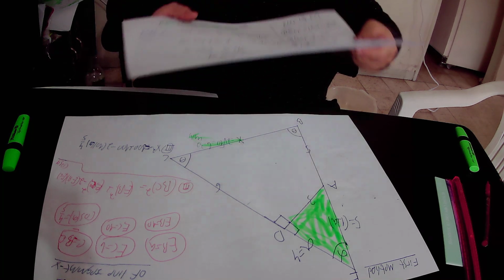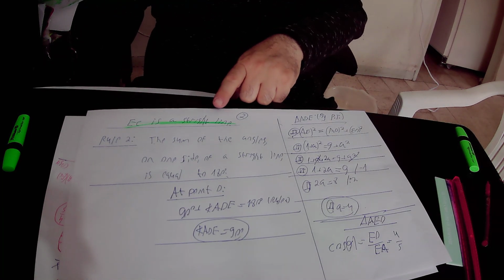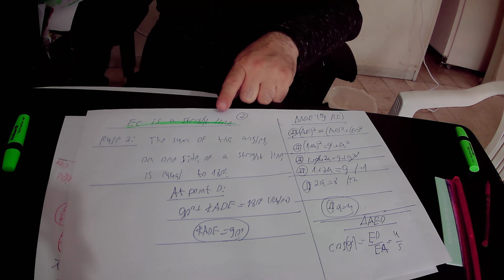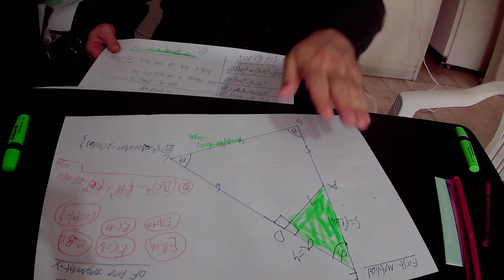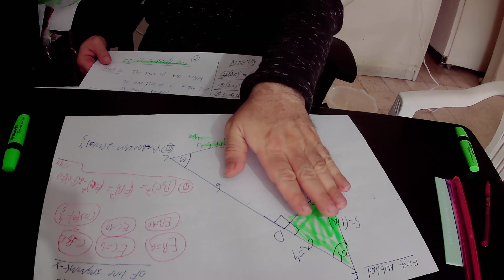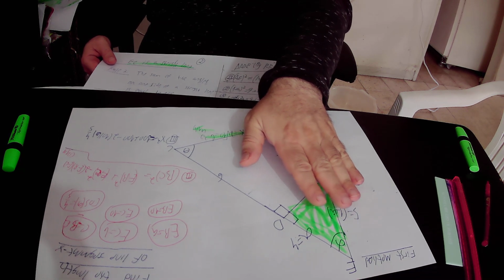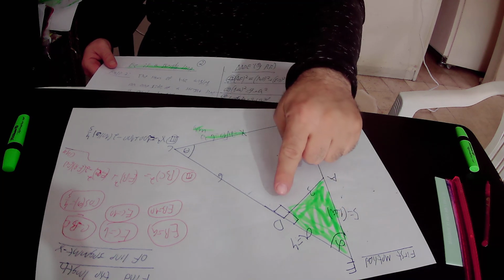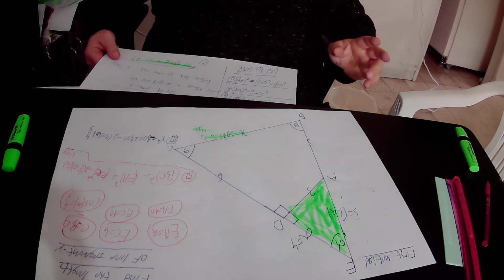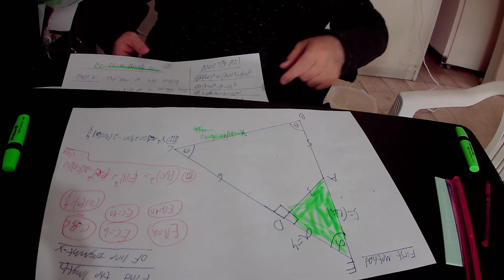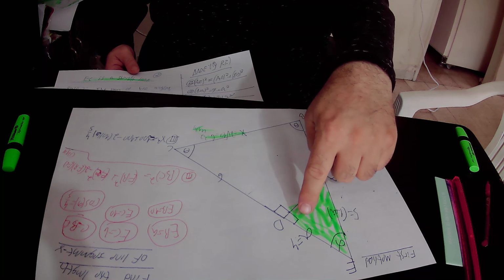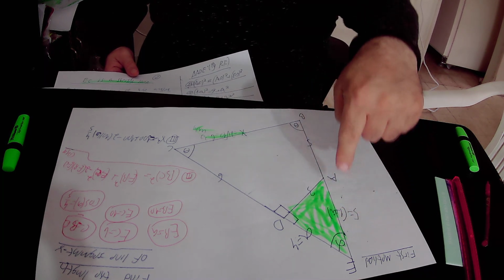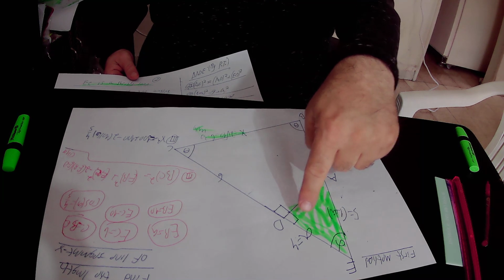So CE is a straight line, and we have rule number 2, that the sum of the angles on one side of a straight line is equal to 180 degrees. So if we focus on this side of the straight line EC at point D, then the sum of the angles here must be equal to 180 degrees according to rule number 2. So which angles do we have here? We have here 90 degrees, and then again ADE.